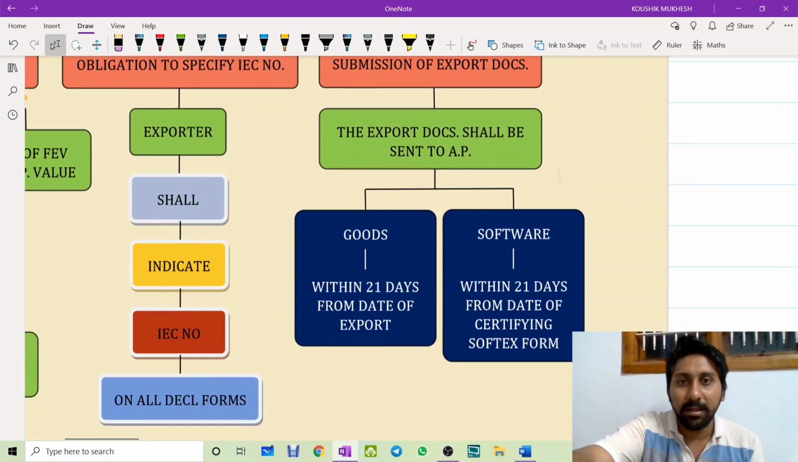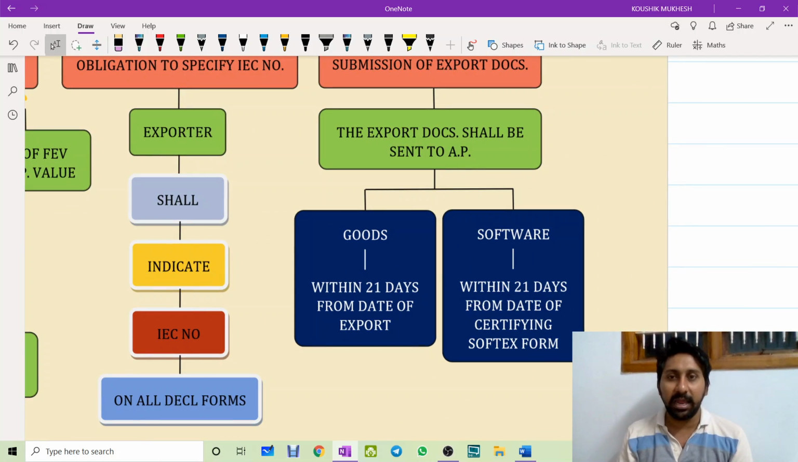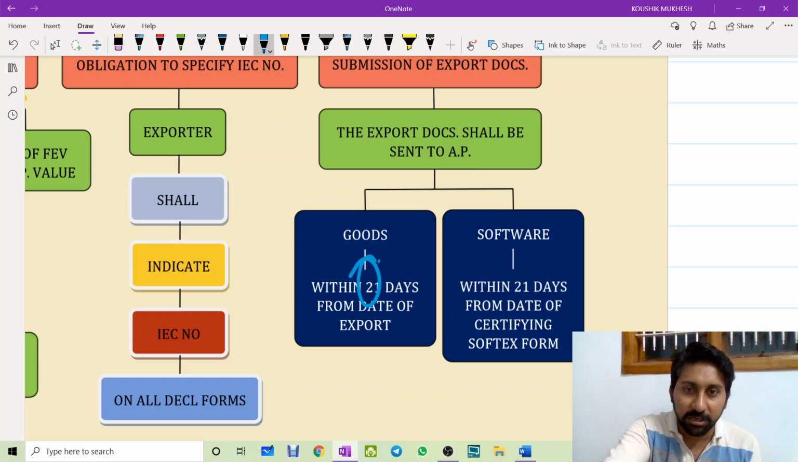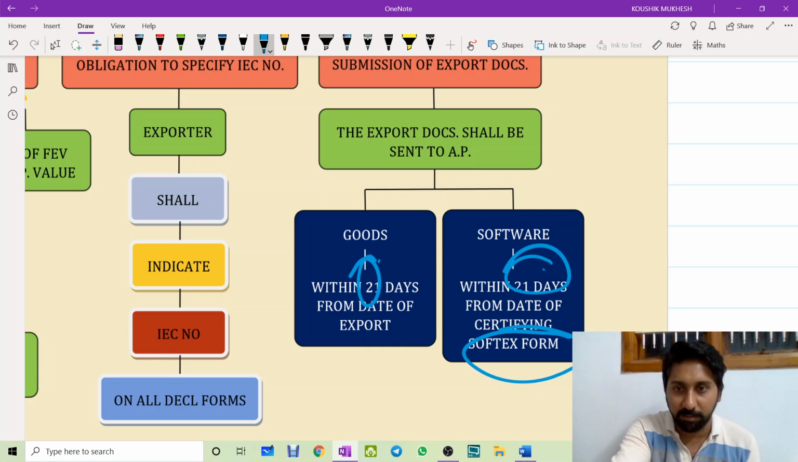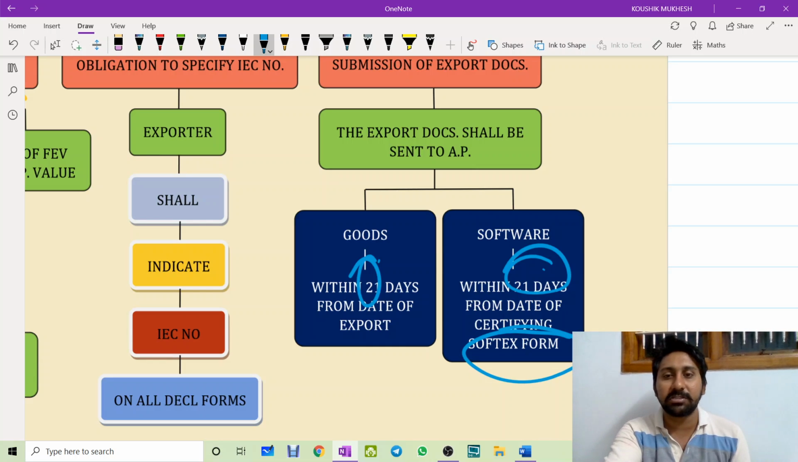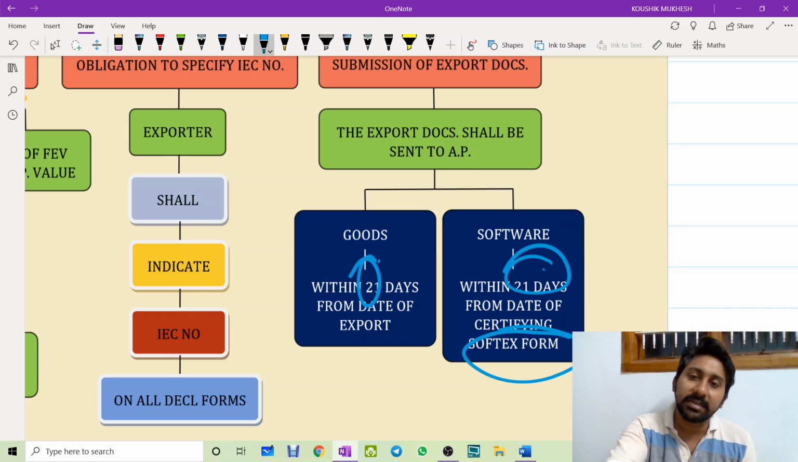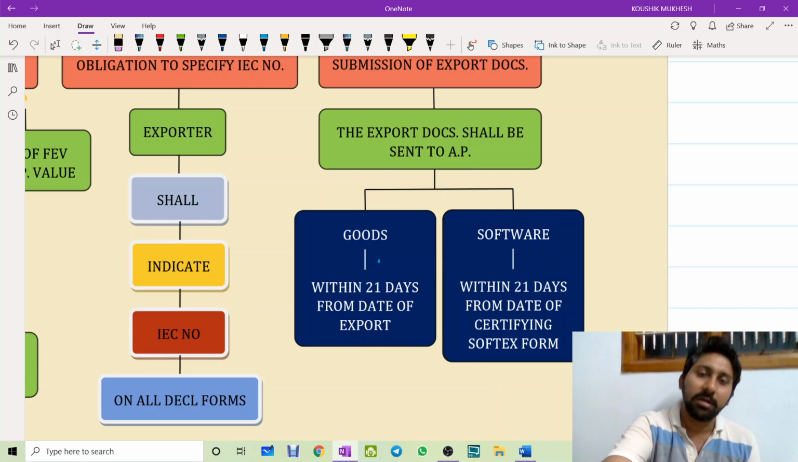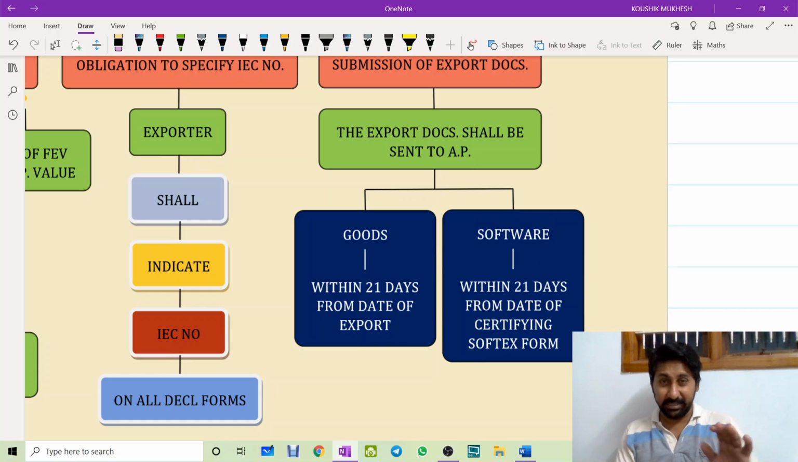For example, submission of export document. The export document shall be sent to the authorized person in case of goods within 21 days of export, and in case of software, within 21 days of certifying the soft form. Within how many days? 21 days of certifying the soft form. Who will certify and authenticate the soft form? DOMIT. What is DOMIT? Designated Official of Ministry of Information Technology.